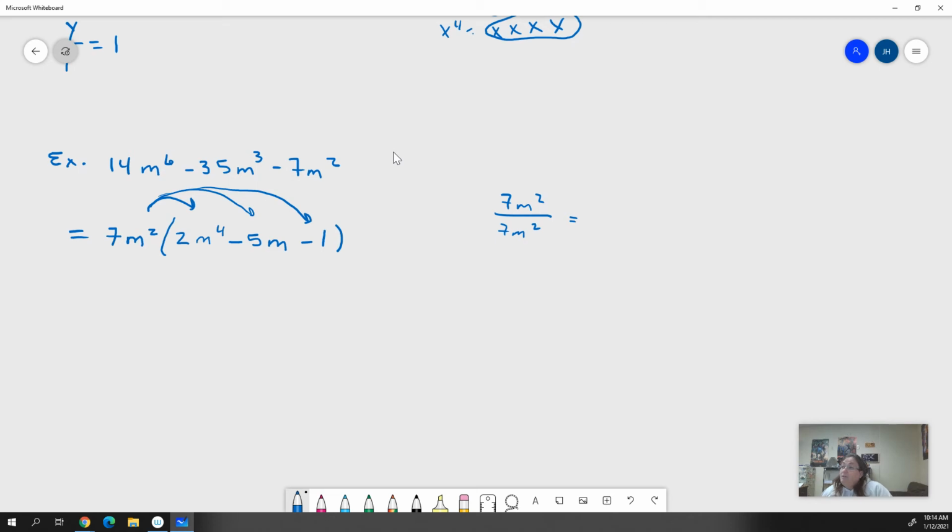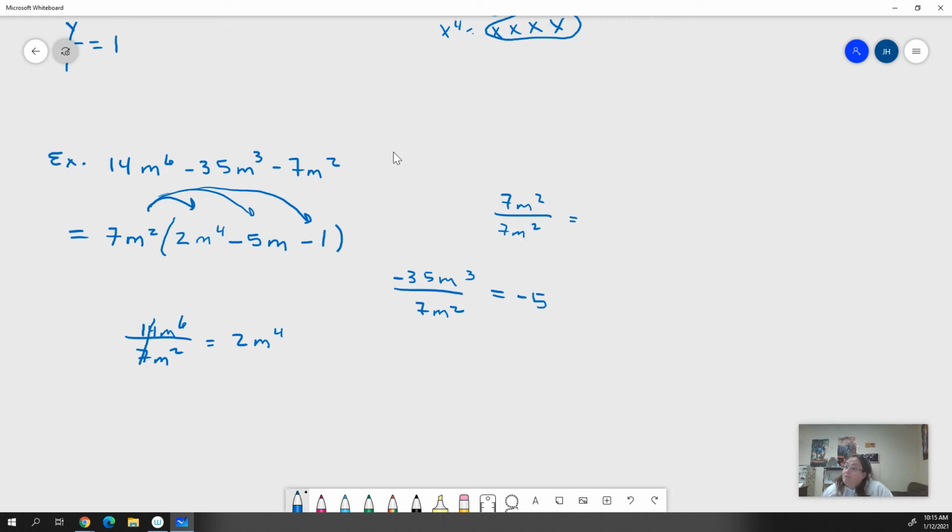These are all division problems. What did we do with this? The first piece, we took 14m to the 6th and we divided it by 7m squared. And this became 2. And this, right, we took 2 of the 6 away, and we wound up with m to the 4th, right? That second piece, we had minus 35m to the 3rd, and we divided it by 7m squared, right? 35 divided by 7 is just negative 5.